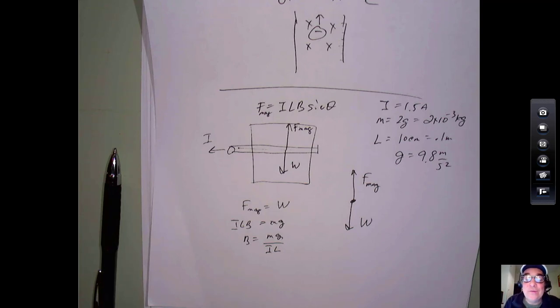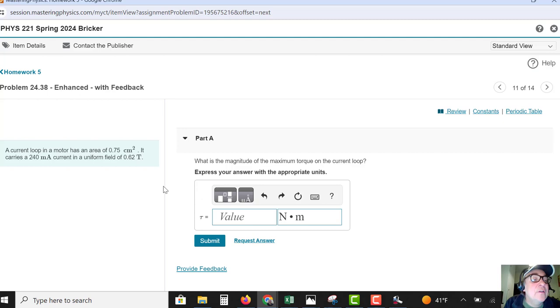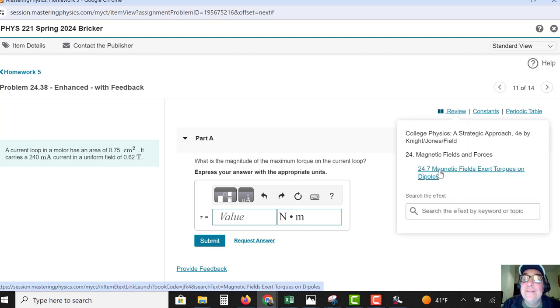All right, let's look at the next one. Okay, so a current loop in a motor has an area of 0.75 centimeters squared. Be careful, we're going to have to change that into meters squared, and it's a little more complicated than you might think. We know the amount of current, and we know the uniform magnetic field. What's the magnitude of the maximum torque? So if you forgot that, let's actually see what it looks like. Let's take a look at this.